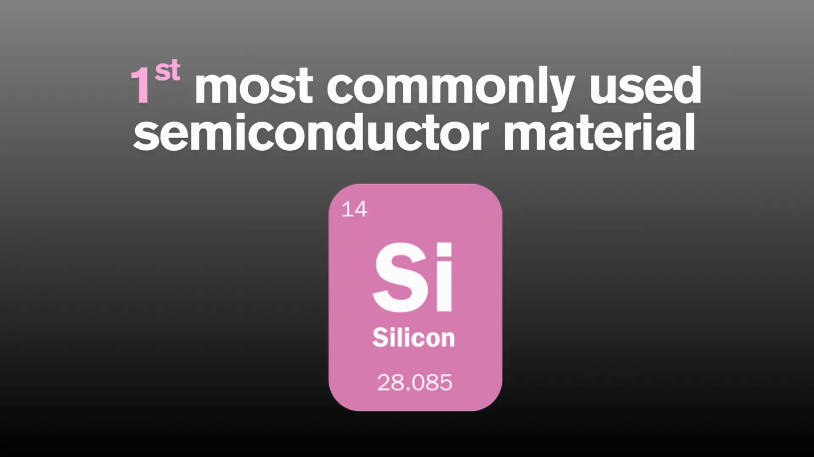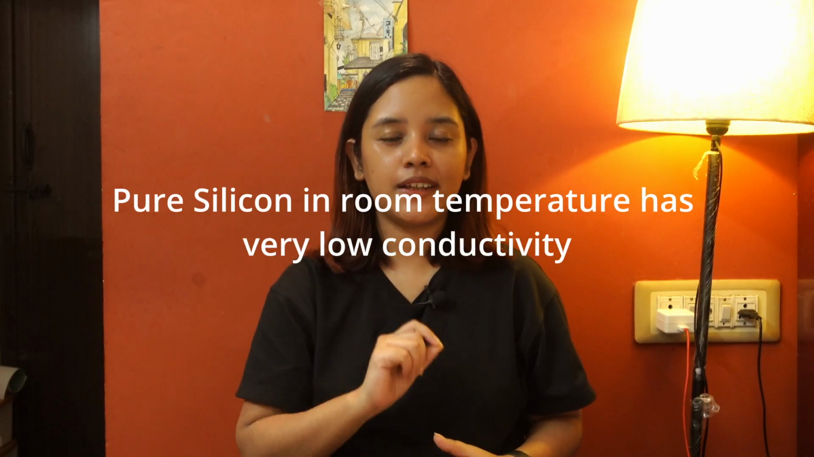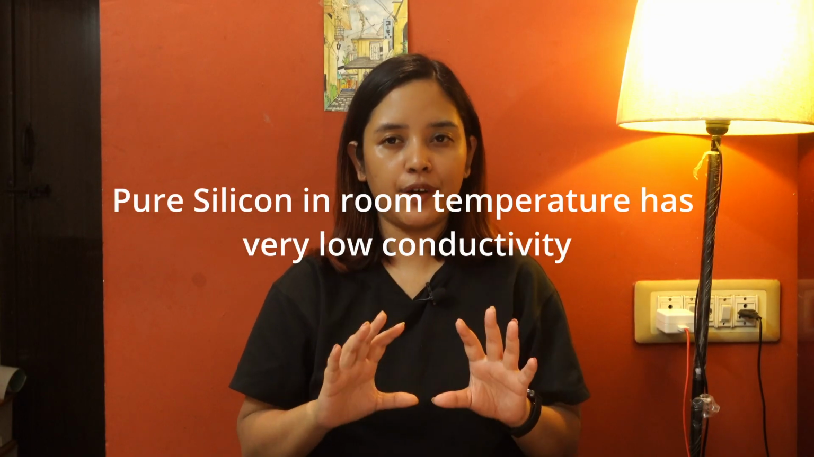Usually, elements of group 14 of the periodic table make very good semiconductors. For example, silicon. In fact, silicon is one of the most commonly used semiconductor materials, followed by a compound known as gallium arsenide. Pure silicon at room temperature has very low conductivity. Why? For that, let us go back to the crystal lattice structure of silicon.